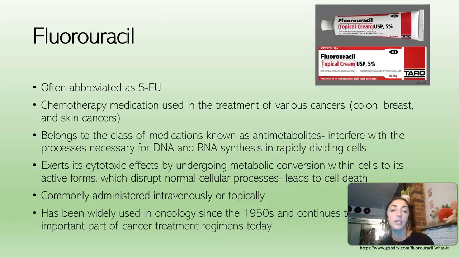And this class are ones that interfere with the processes necessary for DNA and RNA synthesis in rapidly dividing cells, and cancer cells are those that are considered rapidly dividing. It exerts its cytotoxic effects by undergoing metabolic conversion within cells to its active forms, which disrupt the normal cellular processes, and this leads to the cell's death. It's commonly administered intravenously or topically, and it's been widely used in oncology since the 1950s and has become a very popular treatment to where it continues to be used today in treatment for cancer.